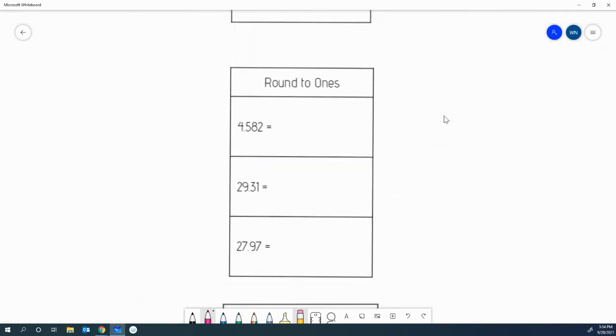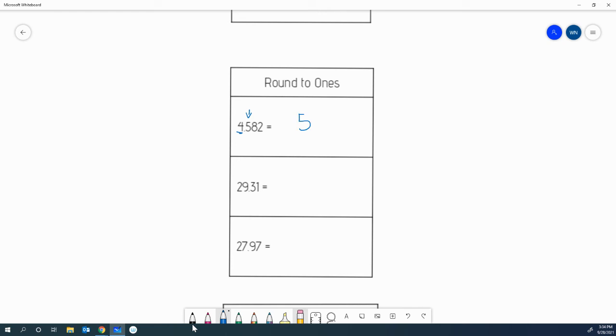All right, let's round to the ones place. This one's super fun because it's super easy. You just underline the ones place. Draw an arrow over the tenths place. 5 raises the score of the 4, so guess what? It becomes 5. That's it. That's all we got to do.